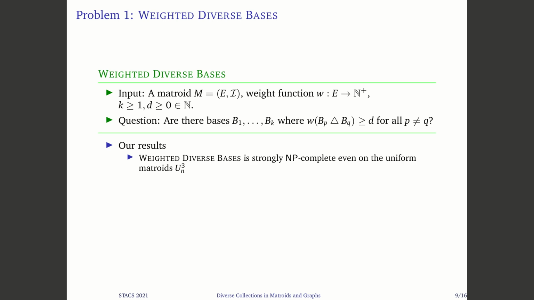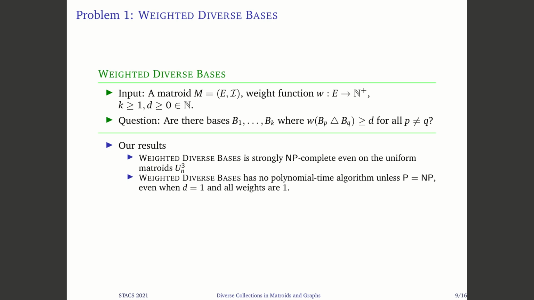We first show that this problem is strongly NP-complete even on the uniform matroids U3,n. We also show that even when all the weights are just 1, so we are just counting and not weighing, and the diversity measure is just 1 again, even in this case this problem has no polynomial time algorithm unless P equals NP.